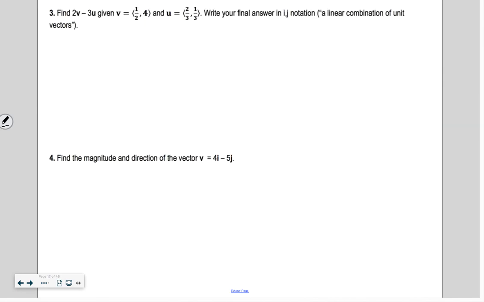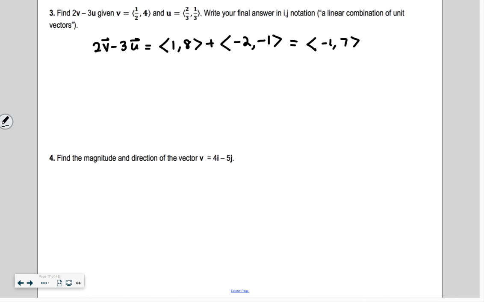Oh, we got a couple more. So if I have 2v minus 3u, 2v minus 3u is going to be 2 times the 1/2, 4, so I'm going to have 1, 8. And then plus, I'm going to go ahead and multiply that negative 3 in, so I'm going to have negative 2, negative 1. So when I add them together, I should get negative 1, 7. I went ahead and distributed the negative already, so you could do plus and then, or you could do minus and then have 2, 1 there.